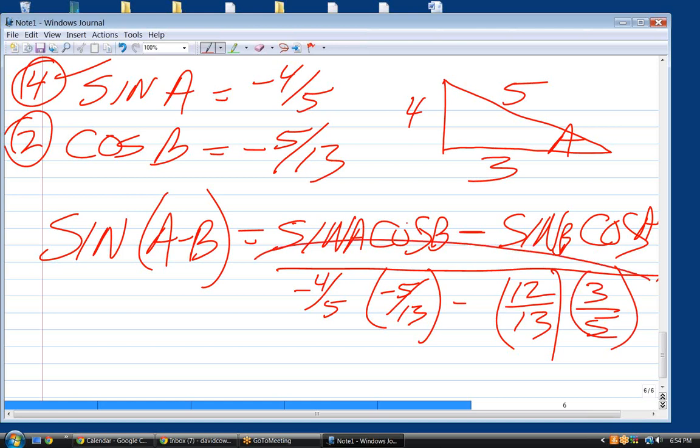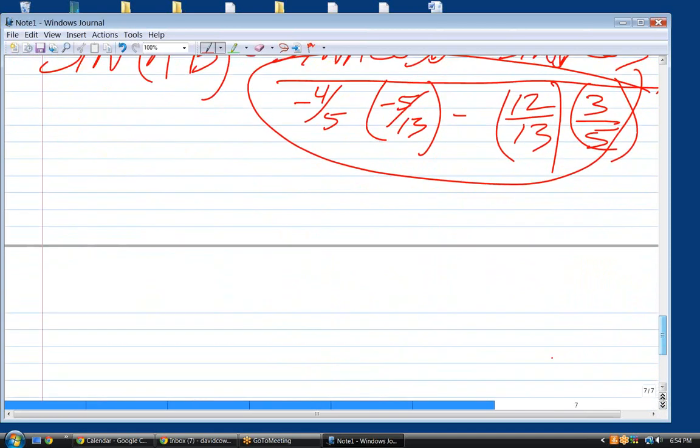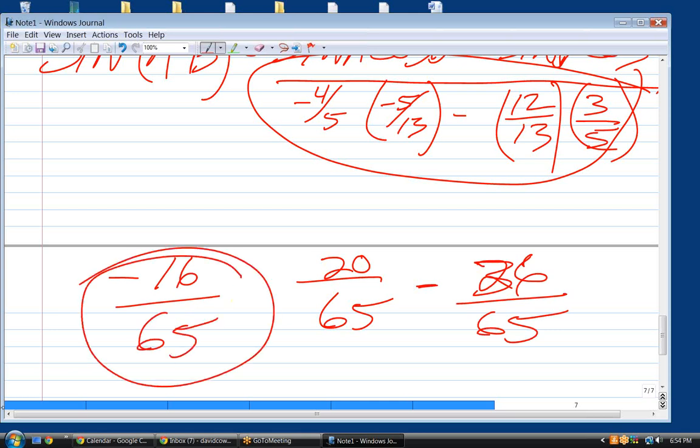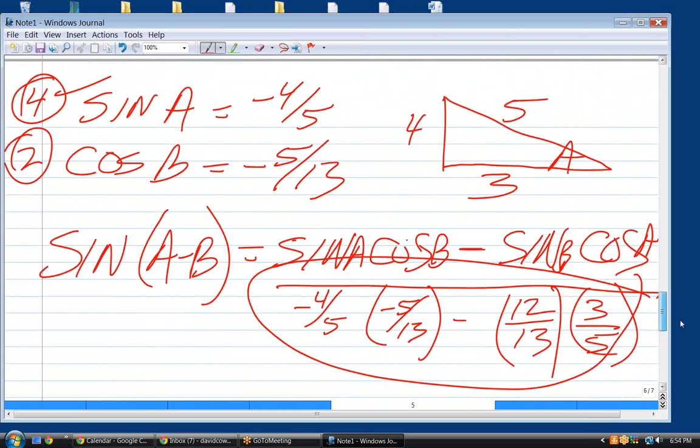Now you have everything you need. And in fact, it's not that hard of math because it becomes 20/65 minus 36/65. So you have minus 16/65 is your answer. Okay, that would be enough.